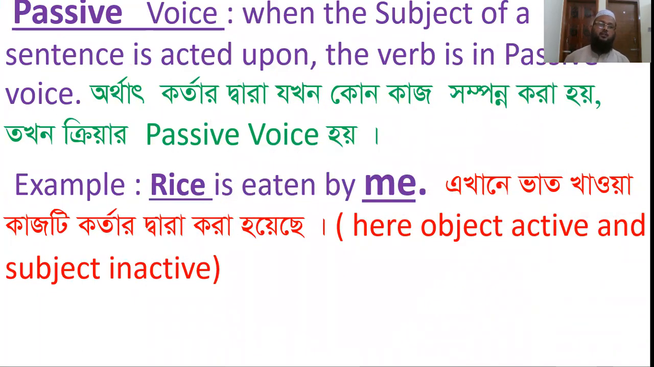What is passive voice? Passive voice is when the subject of a sentence is acted upon, the verb is in passive voice. For your help, I gave the Bangla meaning. You can write it down. Here, as an example, rice is eaten by me.